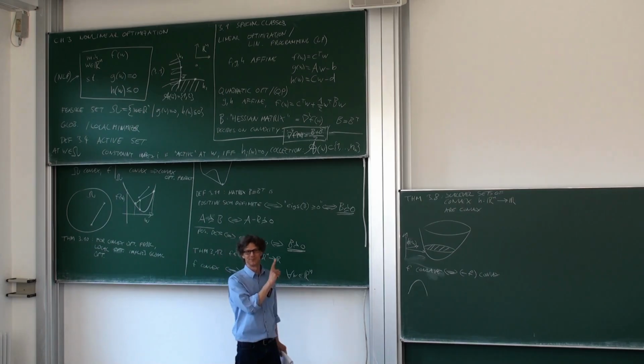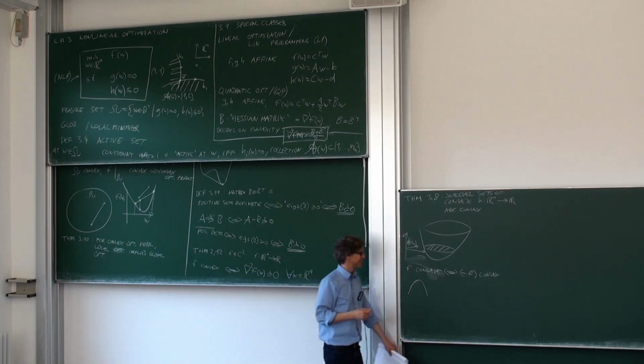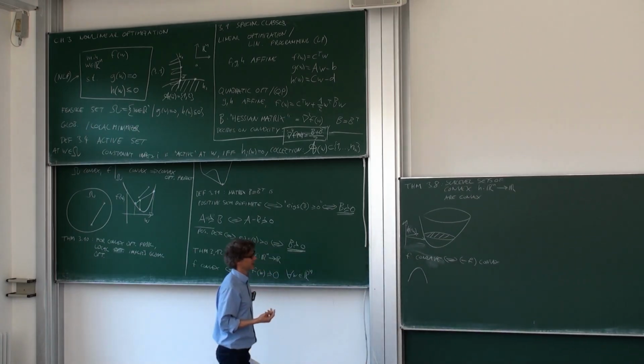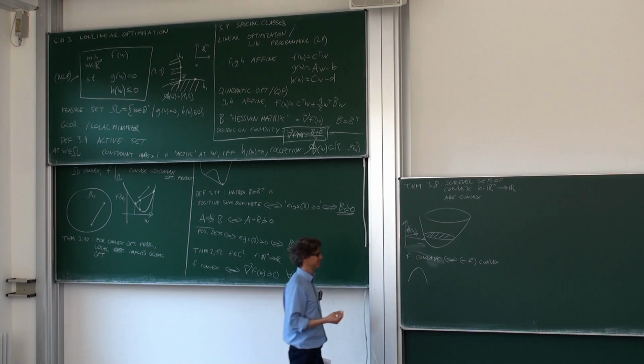It can also be both. And that's actually an interesting thing. If a function is both convex and concave, then the function is affine.